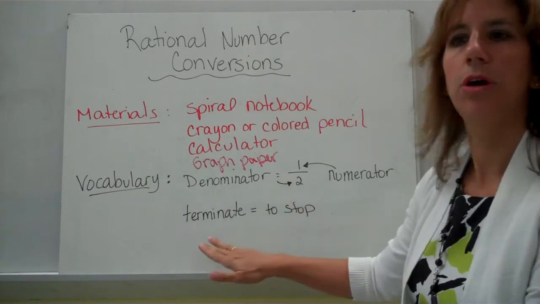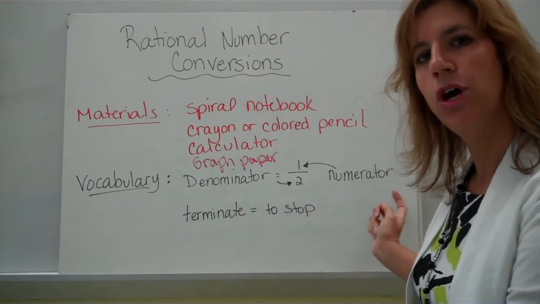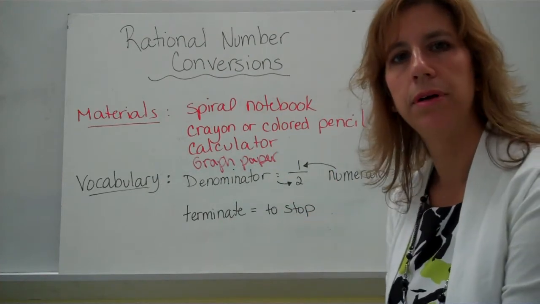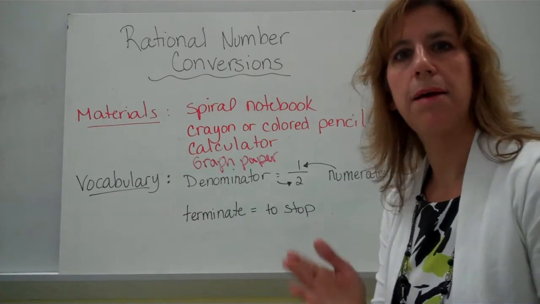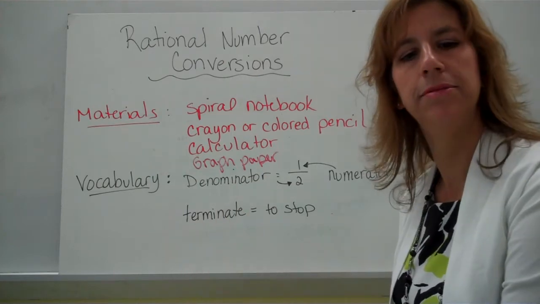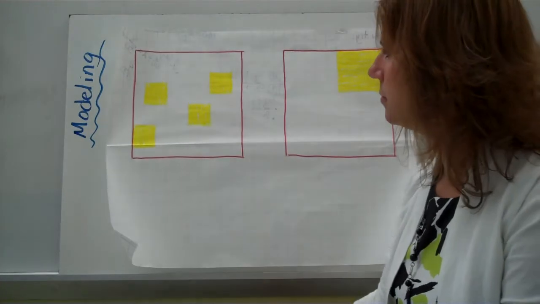These are the key vocabulary words you're going to need to know. Denominator, remember that's the bottom of a fraction. Numerator is the top of the fraction. And terminate means to stop. Do you know the movie Terminator? Terminator was a man who was trying to stop something from happening. Terminate means to stop. All right, let's start with some modeling.